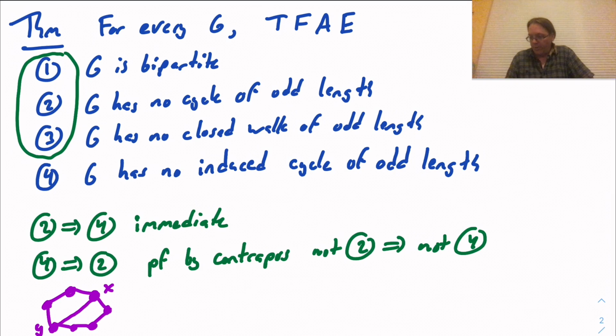Again, you take the statement that you're trying to prove. I'm trying to prove no induced odd cycle means no odd cycle. Well, we're going to take the contrapositive because it allows us to kind of instantiate something. Now I'm giving you a graph that has an odd cycle, and you're trying to prove it has an induced odd cycle.